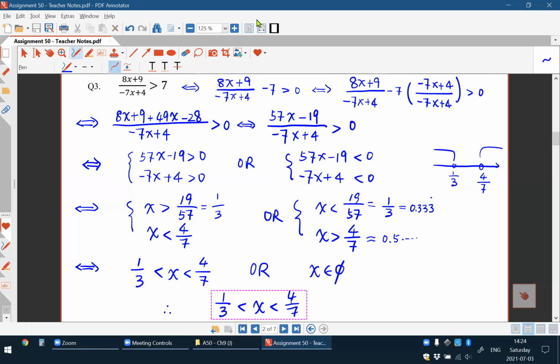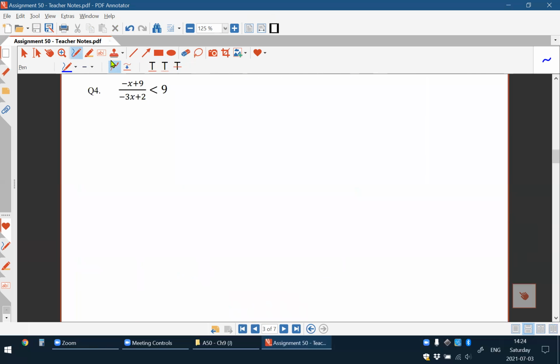No? All right, let's see the next one. Question 4. Okay, again, we use a similar method to all previous 3 questions. The original problem is equivalent to minus x plus 9 over minus 3x plus 2, subtracted by 9, is less than 0. And this is further equivalent to minus x plus 9 over minus 3x plus 2.